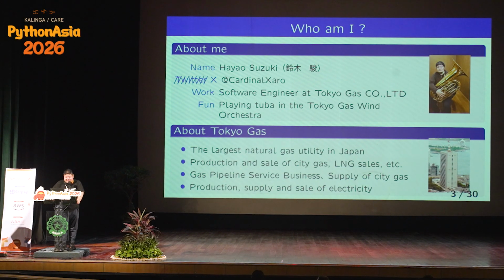About Tokyo Gas: Tokyo Gas is the largest natural gas utility in Japan. Tokyo Gas does production and sales of city gas, LNG sales, and so on, as well as gas pipeline service business, supply of city gas, and production, supply and sale of electricity.